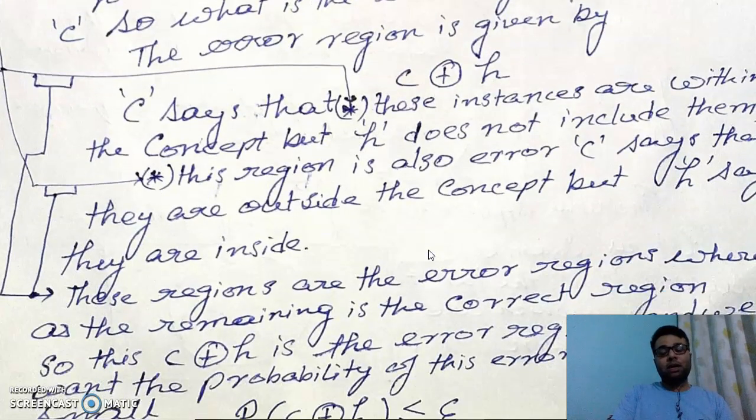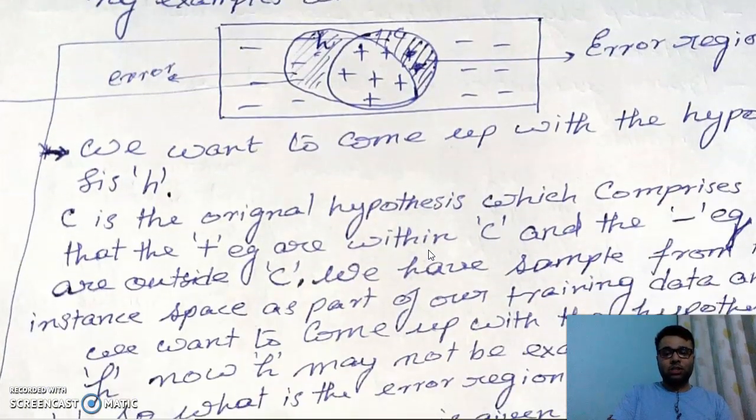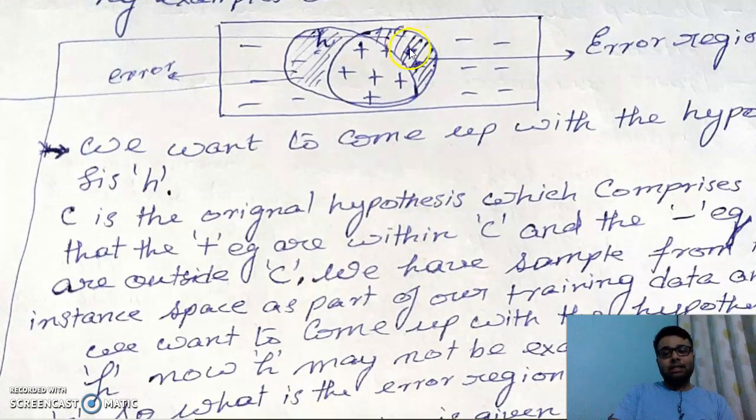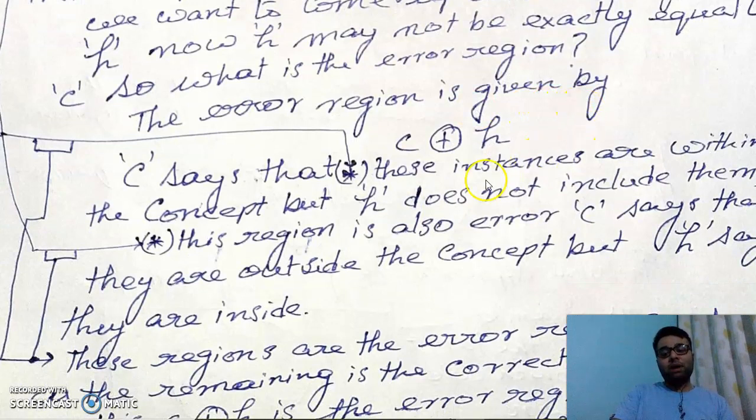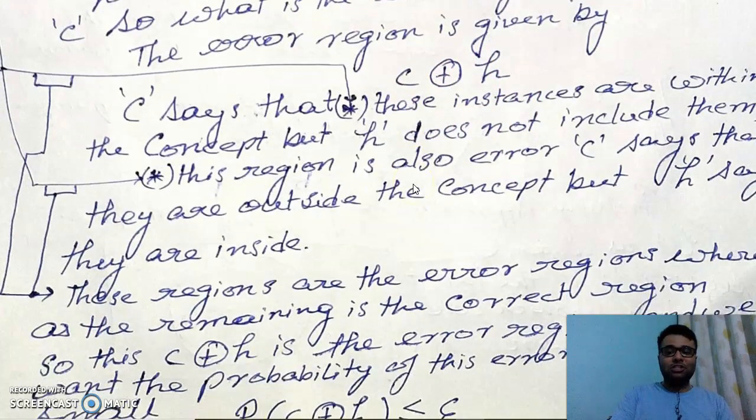The error region is given by C XOR H, because here we can see that the examples present in this region as well as the examples present in this region are entirely different. The training sets present in this region may not be present in hypothesis space H, as well as the training sets present in hypothesis space region H may not be present in the region C. And that is why the error region is given by the equation C XOR H.